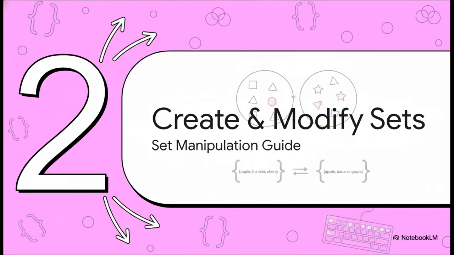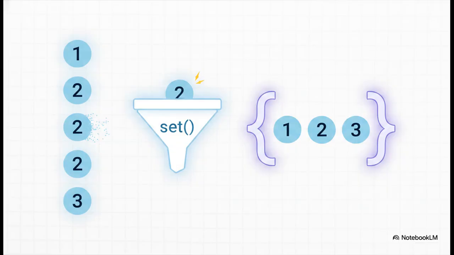All right, so we get the what. Now let's talk about the how. How do we actually create these things and start playing around with them in our code? You know, one of the coolest things about sets is how they just handle uniqueness for you automatically. Like if you try to create a set with a bunch of duplicate numbers, Python doesn't complain or throw an error. It just quietly gets rid of the extras. This little feature, it's incredibly handy.